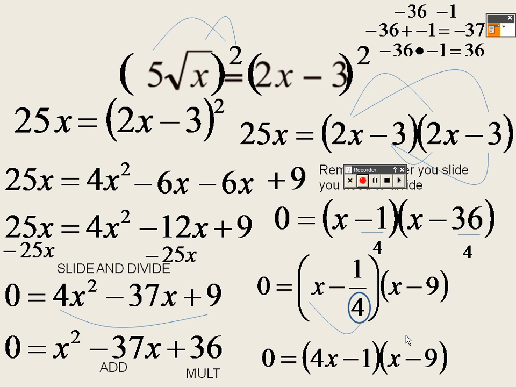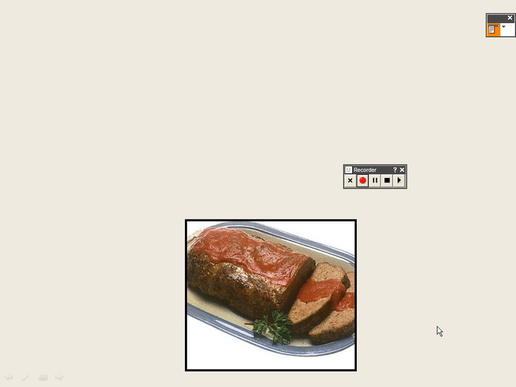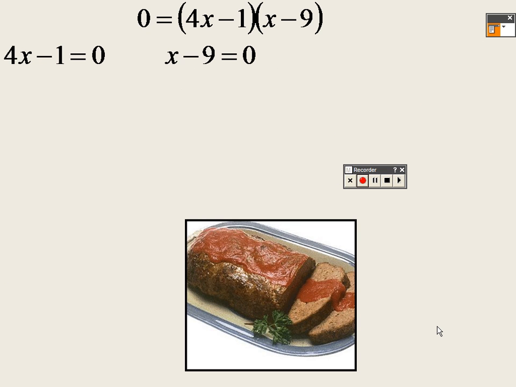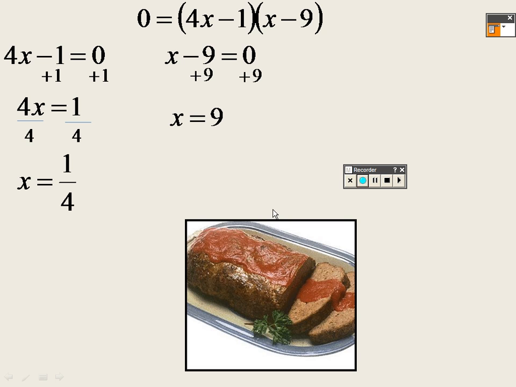But just so you can see the actual factors, you would slide that number up there. That's a 4x minus 1 and an x minus 9 are factors. So when I set them up to solve, I would add 1 on both sides, then divide by 4. So I get x equals 1/4. I would add 9 to both sides to get x equals 9.